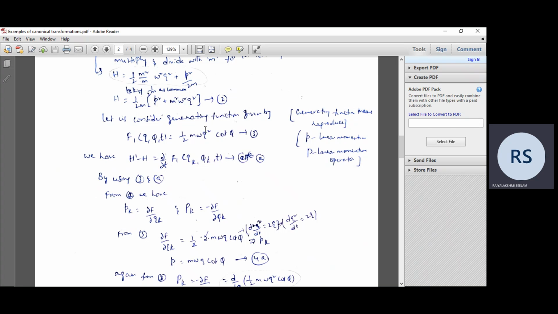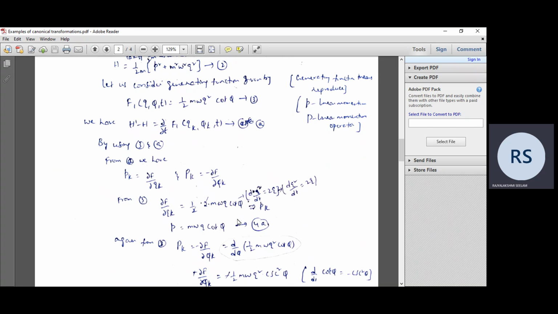So from equation number 3, we have ∂F/∂q_k equals half into 2 m ω q into cot Q, which equals p_k. So 2 gets cancelled. So p equals m ω q cot Q. From this we have p equals m ω q cot Q.